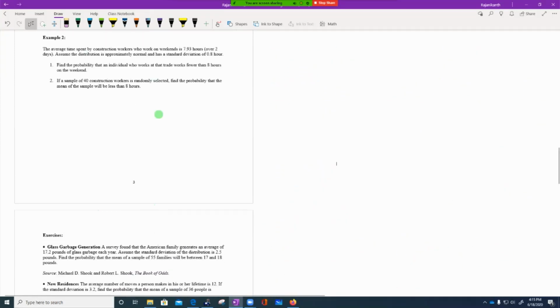Okay, so let us move to the second example. The average time spent by construction workers who work on weekends is 7.93 hours. Assume the distribution is approximately normal. So that means here the variable is the original variable x. They're talking about the time spent, right? The time spent. So it's going to be our original variable x.